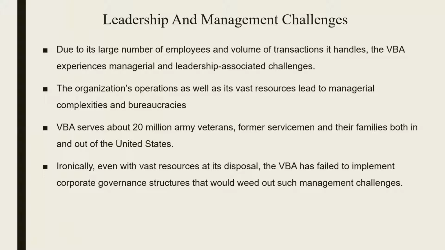Leadership and management challenges. VA is the largest federal agency in the United States based on the number of employees. The agency has 400,000 employees with a budget of $18.87 billion. Due to its large number of employees and volume of transactions it handles, the VBA experiences managerial and leadership associated challenges. The organization's operations, as well as its vast resources, lead to managerial complexities and bureaucracies.